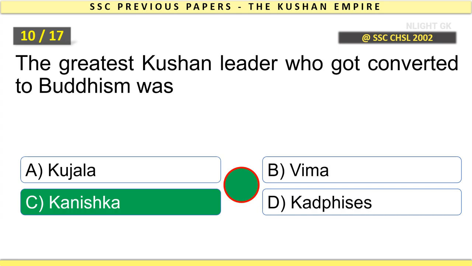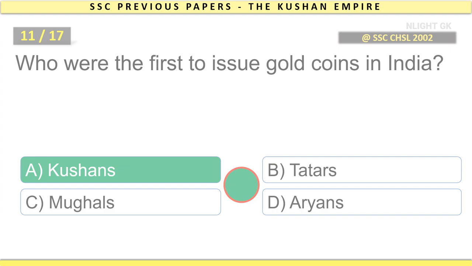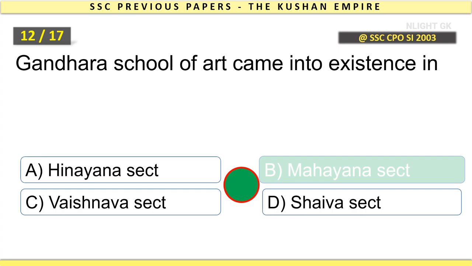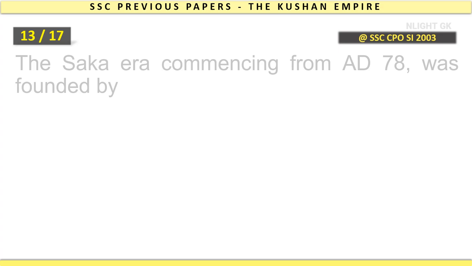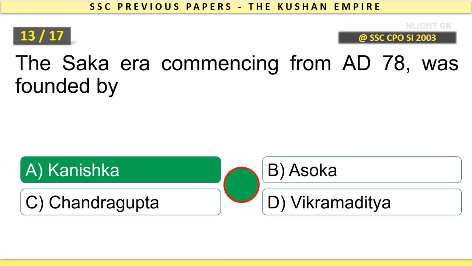Who were the first to issue gold coins in India? Kushans. Gandhara School of Art came into existence in Mahayana sect. The Saka era commencing from AD 78 was founded by Kanishka.